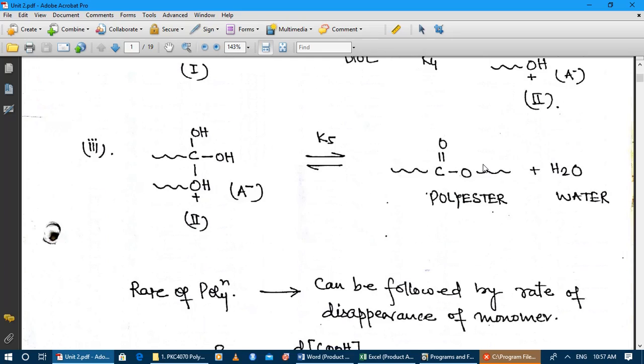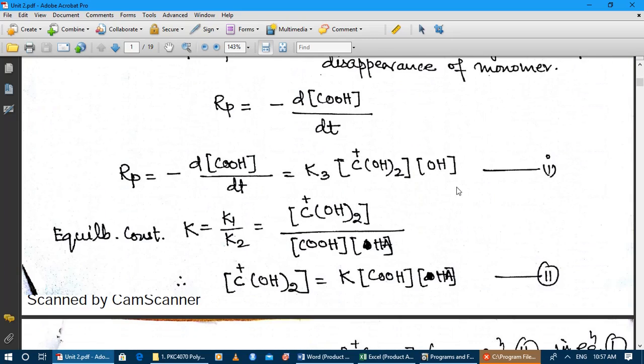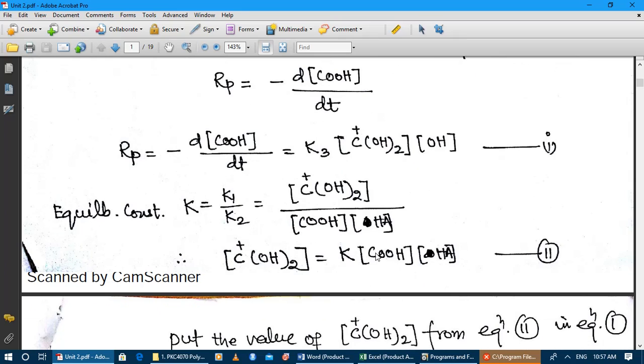Getting my point? So we can write the concentration of species 1 is equal to the equilibrium constant multiplied by the concentration of carboxylic group multiplied by the concentration of the externally added catalyst HA.